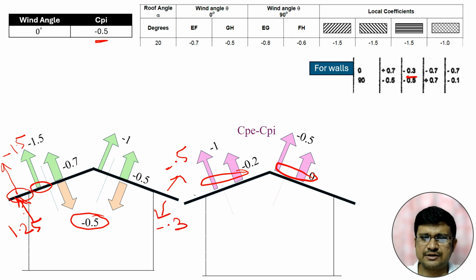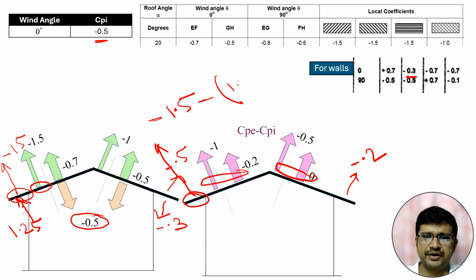So the resultant will be minus 0.2. Here it will be minus 0.2. But in this zone it will be high. It will be minus 1.5 minus 1.25, so it will be minus 2.75. And it is quite high. In this overhanging zone, it will be quite high, 2.75 outward. So it will be minus.